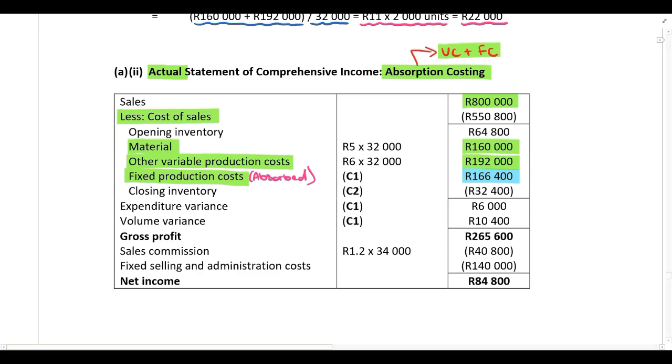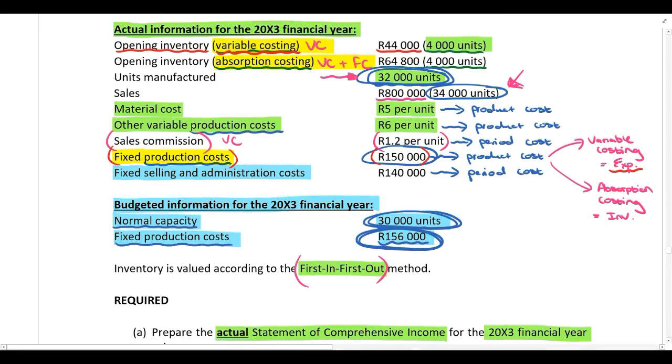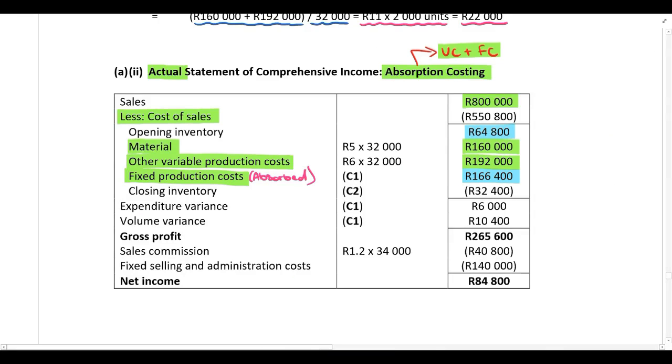Then, for opening inventory, you were given the value of opening inventory in the question. Please make sure that you use the value of opening inventory for absorption costing now. And in order to calculate the value of closing inventory, we need to look at a separate calculation over here. But remember, we are looking at the first in, first out method. So we are going to look at our current production costs. So let the format of the statement guide you. These are your current production costs.